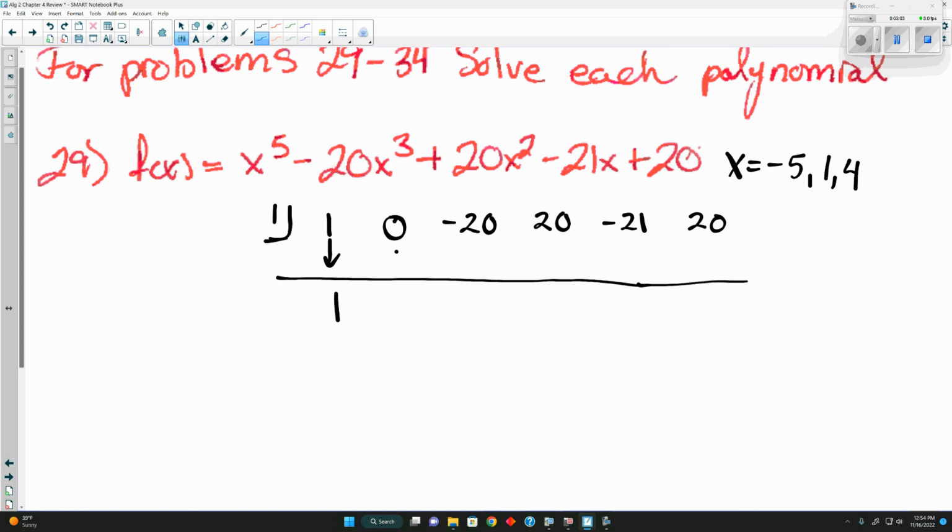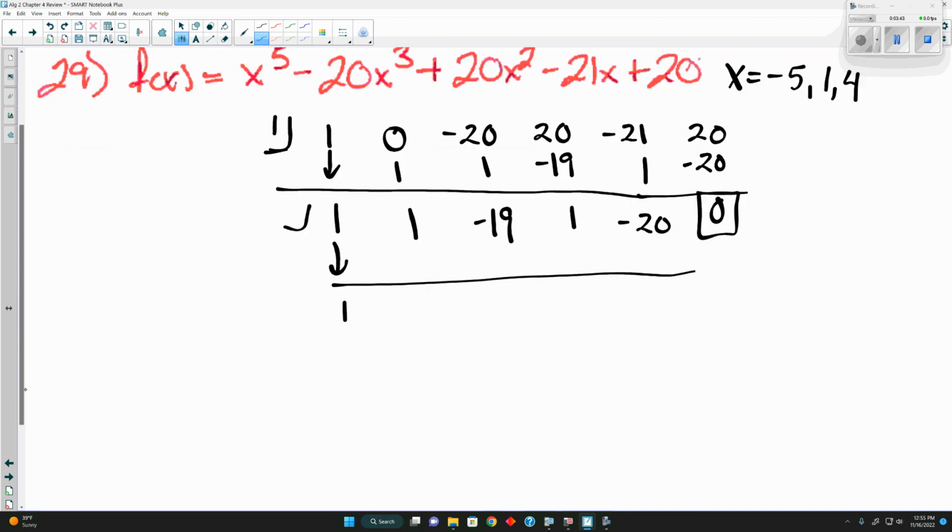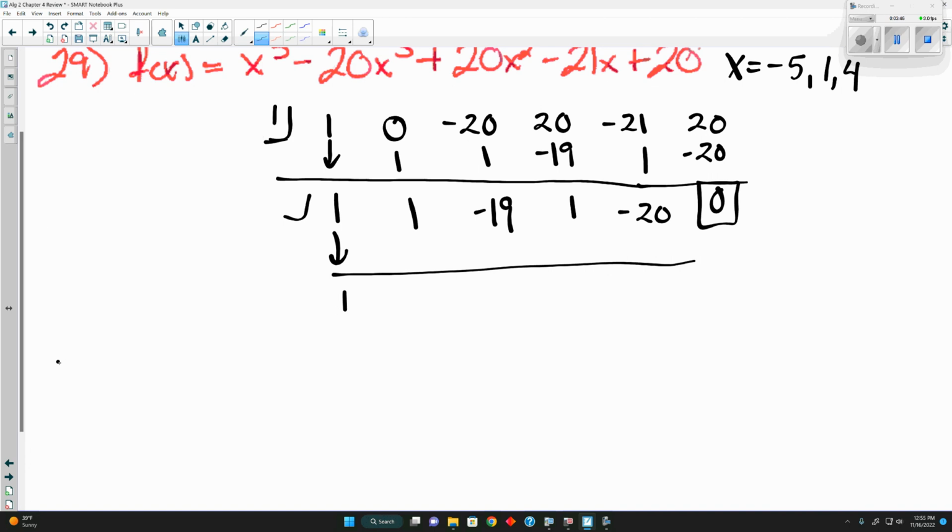So we do 1 times 1, which is 1. 0 plus 1 is 1. 1 times 1 is 1. -20 plus 1 is -19. 1 times -19 is -19. 20 plus -19 is 1. 1 times 1 is 1. -21 plus 1 is -20. 1 times -20 is -20, and 20 plus -20 is 0. Yes. So we have a choice between -5 and 4.